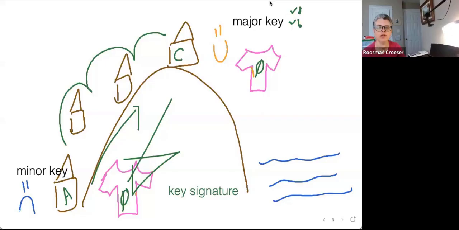Well, I hope that because of the story, you will never, ever forget how to find the relative major of a minor key or the relative minor of a major key.